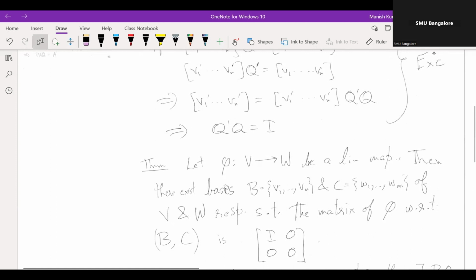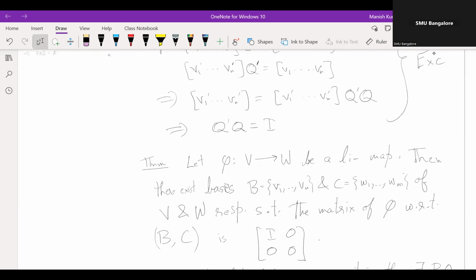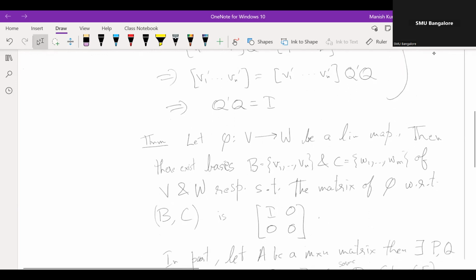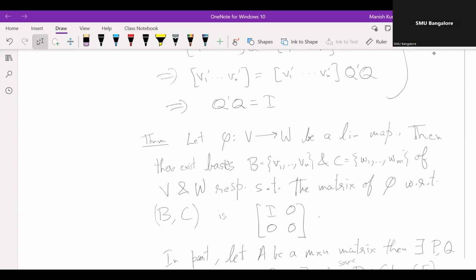So let phi be a linear map. Then what does this statement say? It says that there exists a basis B of V and a basis C of W, such that the matrix of phi with respect to the bases B and C looks like this. So there will be an identity matrix in one corner, and the rest are zeros.